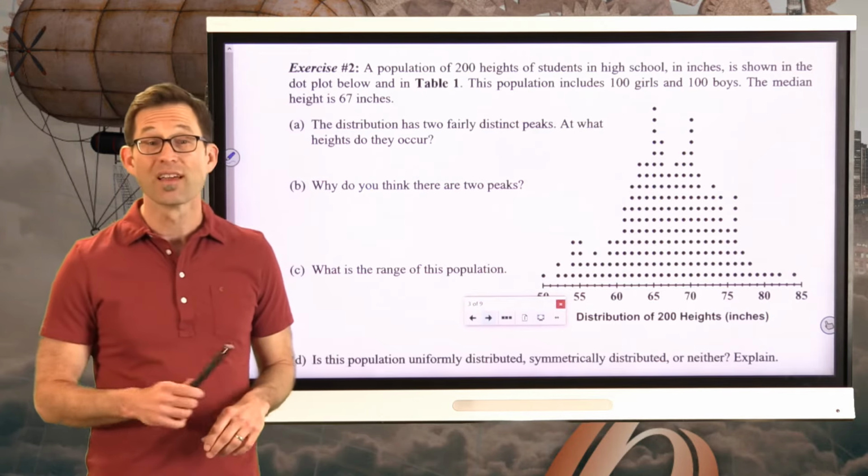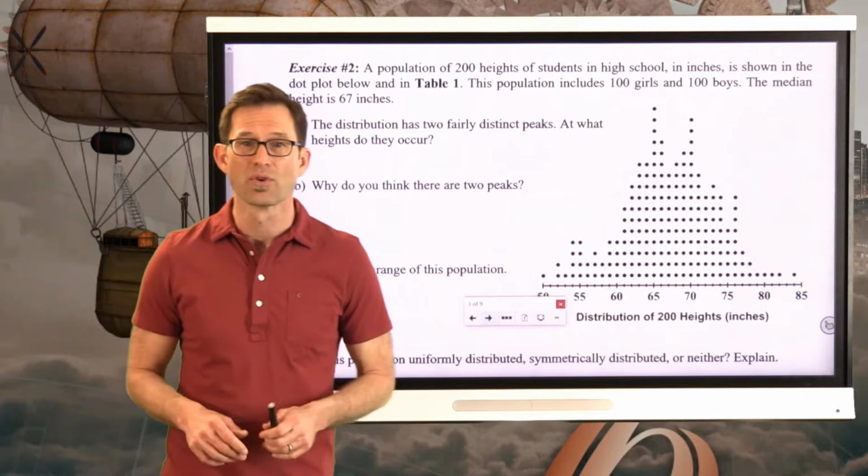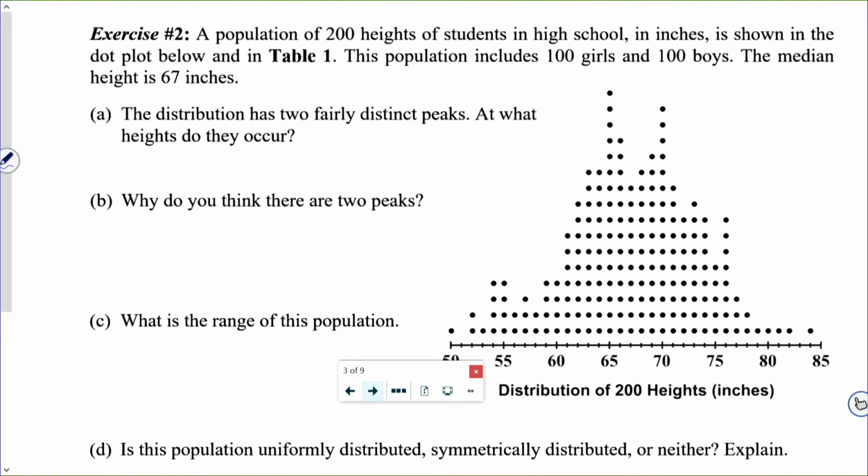All right, so let's take a look at our population. Exercise number 2. A population of 200 heights of students in high school, in inches, is shown in the dot plot below and in Table 1.